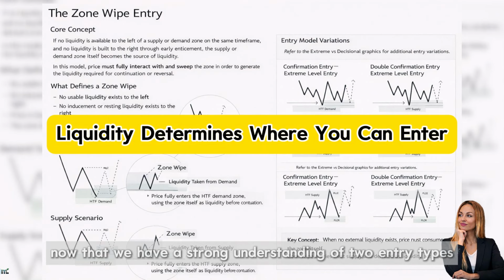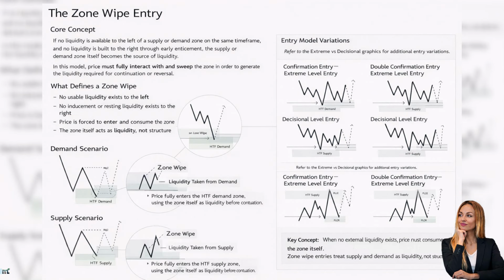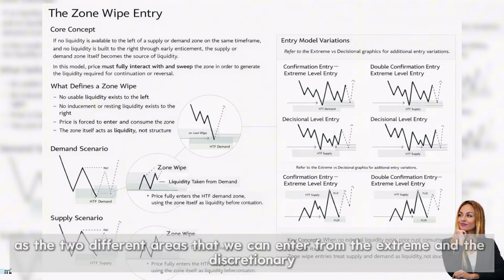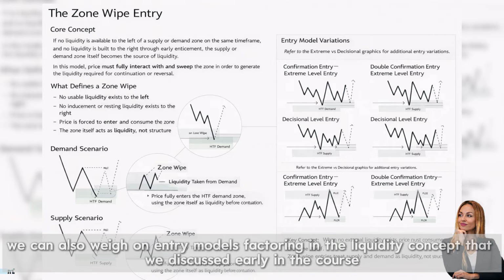Now that we have a strong understanding of two entry types, the confirmation and double confirmation entry, as the two different areas that we can enter from, the extreme and the decisional, we can also array our entry models factoring in the liquidity concept that we discussed earlier in the course.